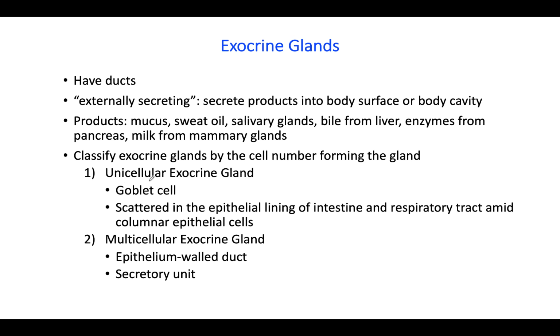One is the unicellular exocrine gland. The other category is the multicellular exocrine gland. The example of a unicellular exocrine gland is the goblet cell. Do you remember? It looked like a champagne glass and it has an opening to the external environment. So the goblet cell, which is scattered in the epithelial lining of the intestine and respiratory tract between simple columnar epithelial cells, is the example of a unicellular exocrine gland.